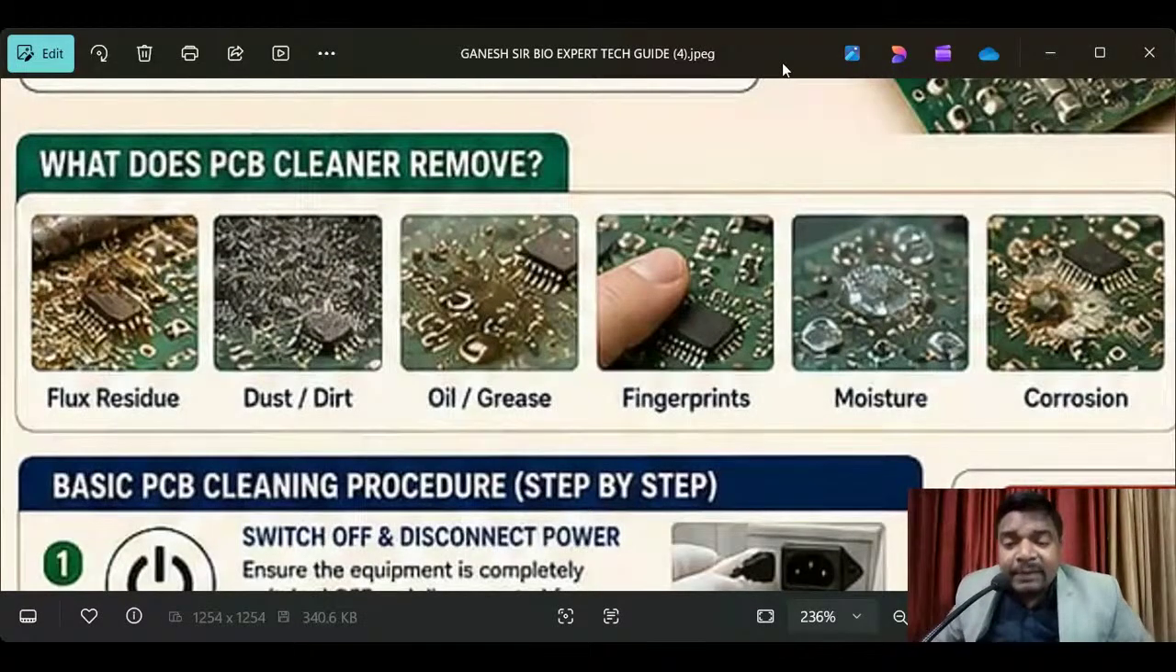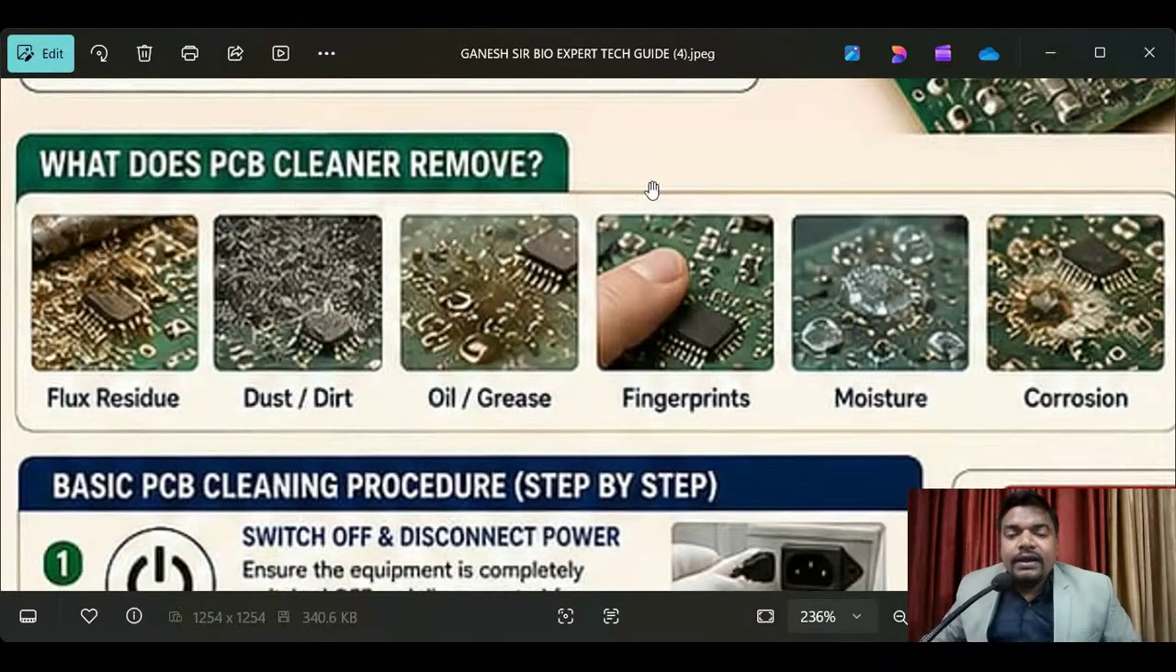And for the cleaning purpose, what things are important? I'm going to show you. First of all, what things are removed from the PCB? I'm showing them here, picture by picture. See every picture. It is very important to understand the concept. I hope you got it very clearly. Take it seriously, because this is professional, technical, challenging topic. Understand? Now, what does a PCB cleaner remove?